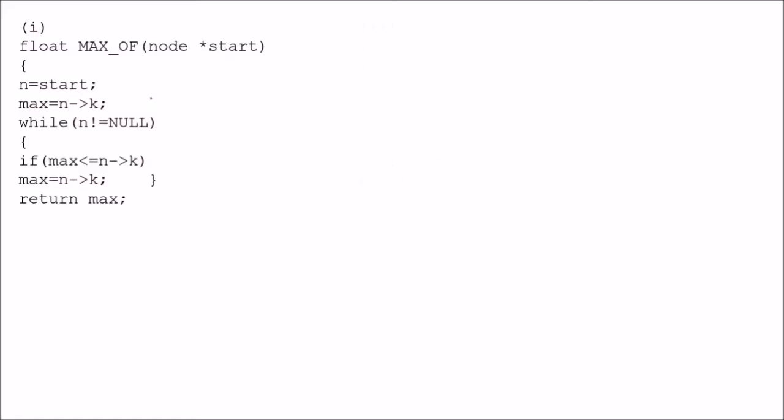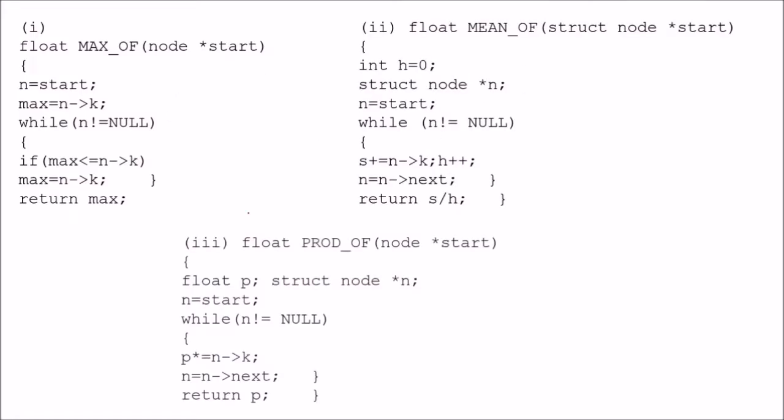This is the max function. This is the min function. And this is the product function. These are self-explanatory, so I leave you to understand this, and you can also implement it by yourself.